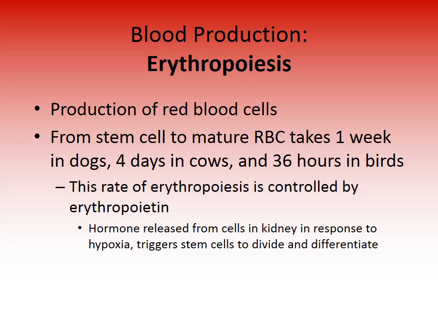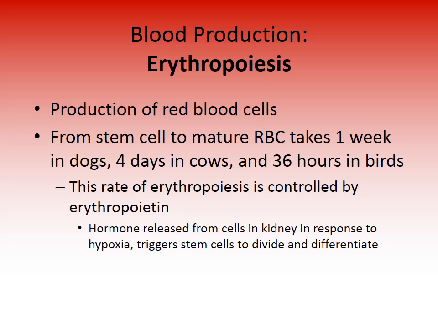So erythropoiesis. This is a form of hematopoiesis, but specifically erythropoiesis is the production of red blood cells. From the stem cell that we were talking about to mature red blood cells, it takes actually 1 week in dogs. So that's quite impressive that it takes 1 week for that stem cell to develop into a mature red blood cell that's ready to go out of the bone marrow and into the peripheral circulation and do its job. It takes 4 days in cows and actually 36 hours in birds, which is quite amazing.